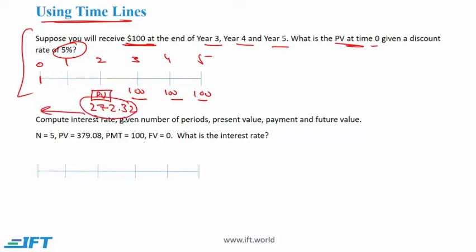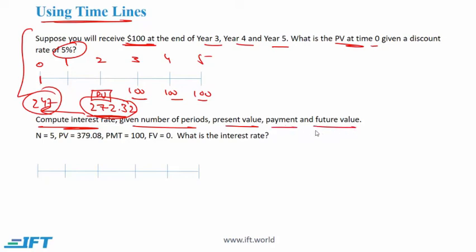And then this needs to be discounted back 2 periods. So we can then say that this is the future value. The interest rate is 5%, n is equal to 2, payment is 0, and we compute the present value, and that will be 247.